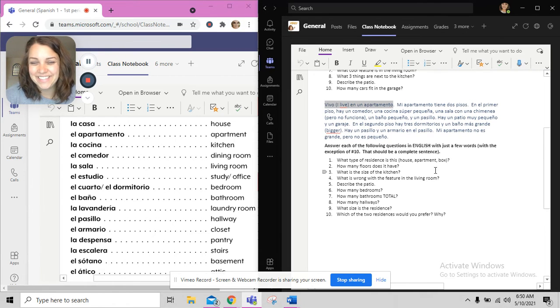Just gave you the answer. Okay, so what type of dwelling is this? What type of residence? That's a cognate, so make sure you type it in English.